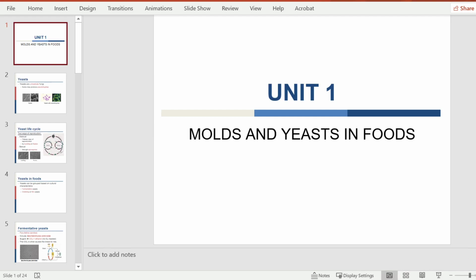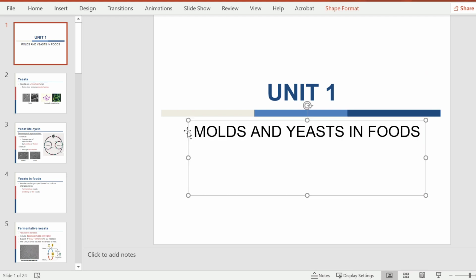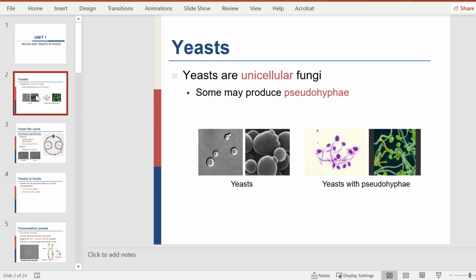Hello everyone, welcome to Unit 1, which is going to be all about molds and yeasts that appear in our food. So, first off we're going to be talking about yeast, which are a type of unicellular fungi, which means it has one cell. It's not going to be composed of multiple cells. And so, some of these are going to be producing something known as pseudohyphae, which are filaments that are very similar to hyphae, but they are not actual hyphae, they're pseudo, fake hyphae.